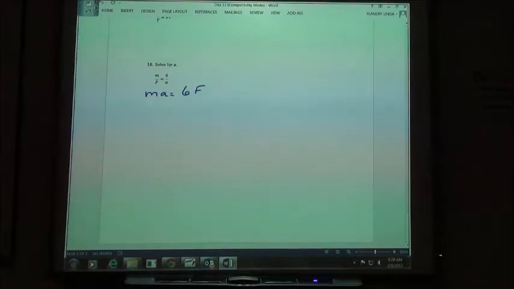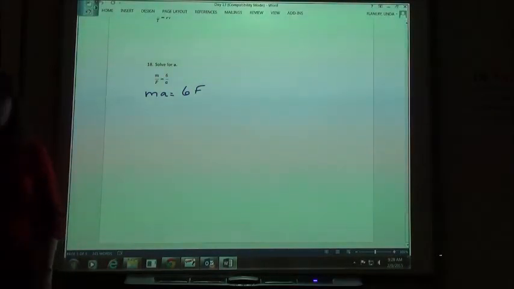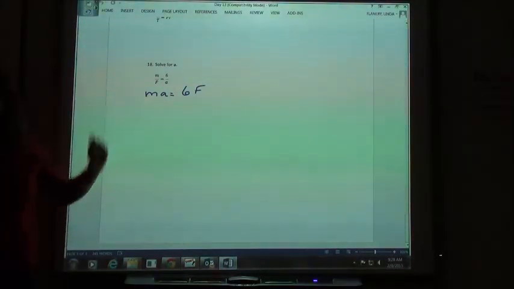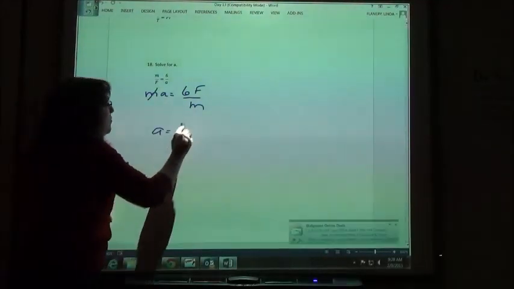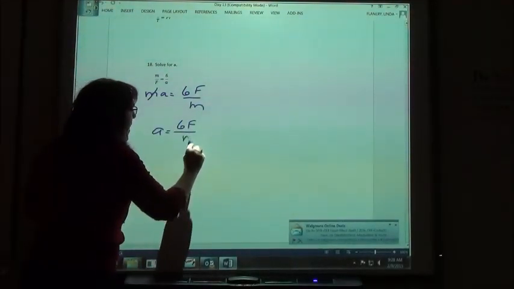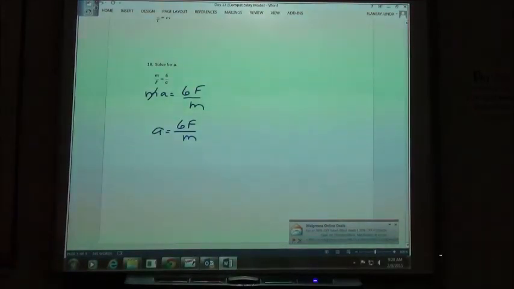And then if I want to solve that for A, I would divide by the M. M, exactly. Divide by the M. So A equals 6F over M. So that gives you a little bit of variety of things you might see there on those ones.